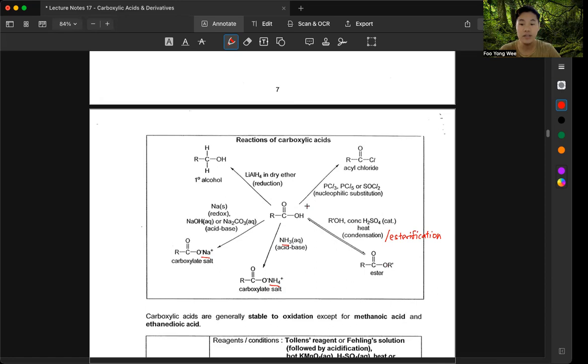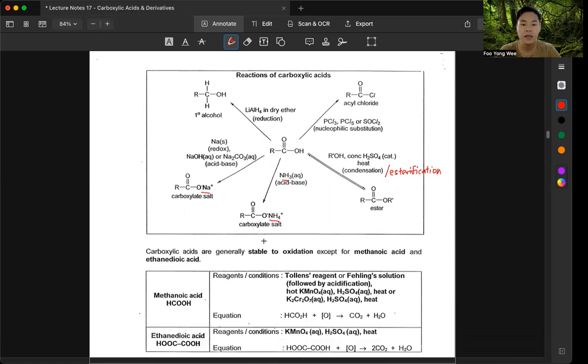Then we have a new reaction here where you can remove the OH from the carboxyl group to form the acyl halide using PCl3 or PCl5 or SOCl2. Just know all of them. This is a nucleophilic substitution.